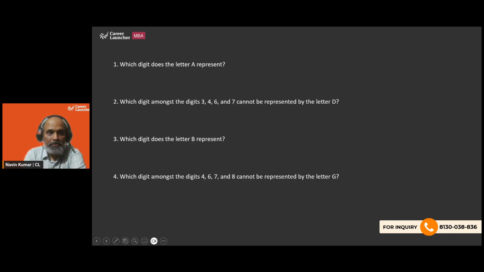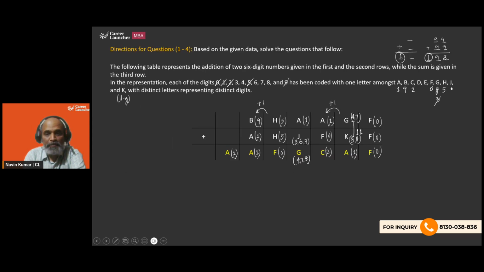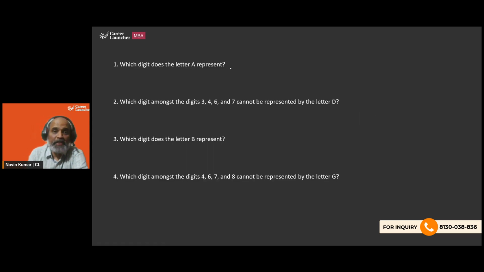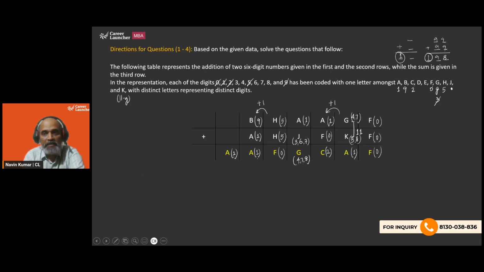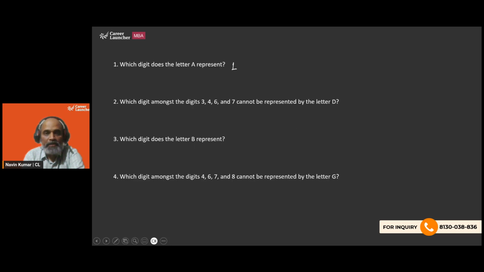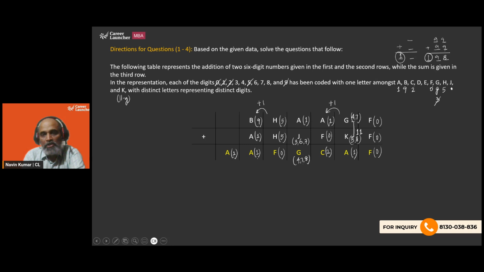So let's look at the questions. Which digit does the letter A represent? A is specifically represented by the digit 1. Which digit amongst the digits 3, 4, 6, and 7 cannot be represented by the letter D? So basically, it depends on what G and J we are going to take.